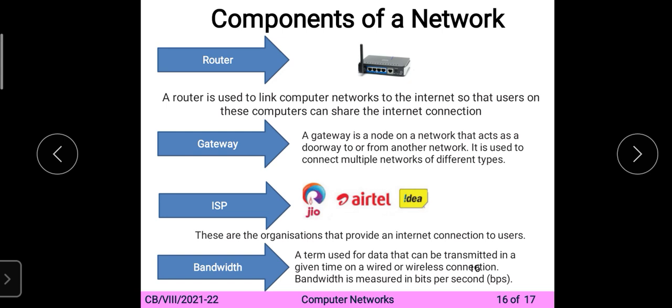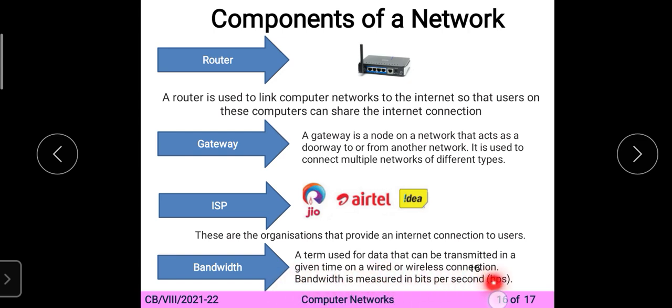Next is the bandwidth. It is used for the data transmitted in the given time on the wired or the wireless connection. Whenever you are connected with the Wi-Fi or the hotspot in your mobile phone, that is wireless. Whenever you are using a LAN cable in your computer system, that is called the wired connection.